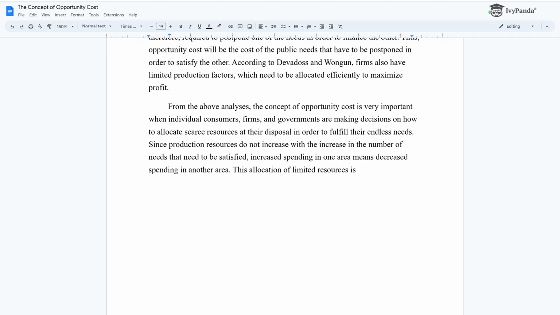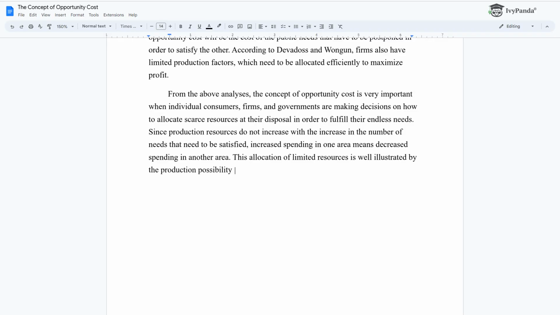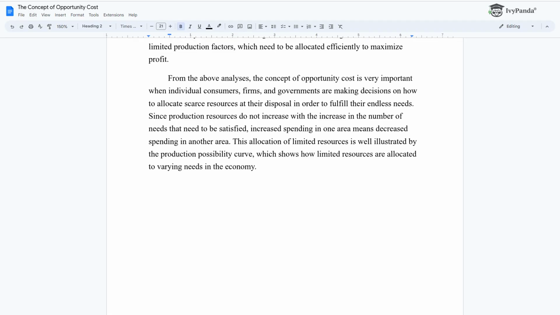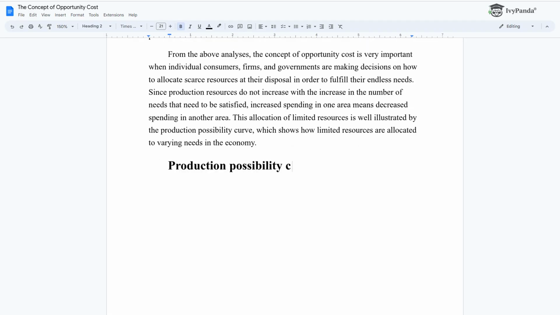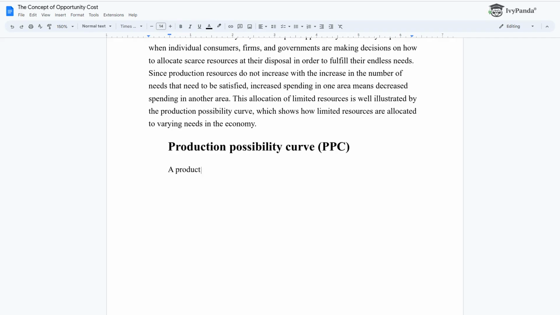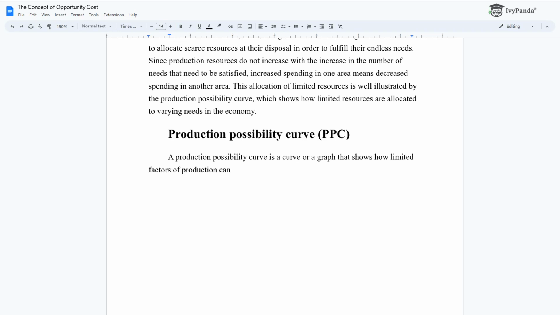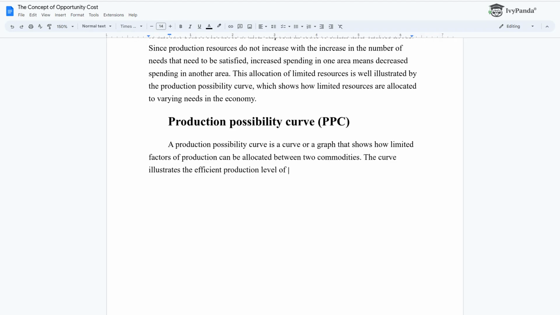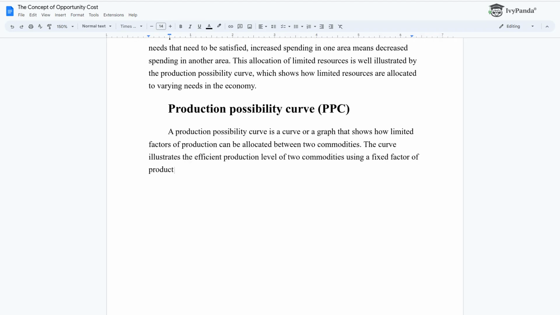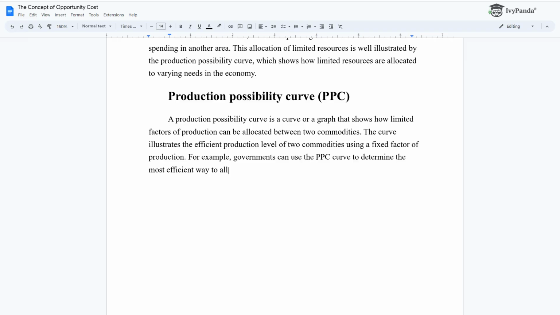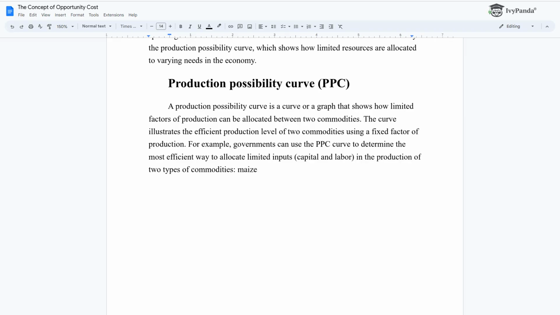This allocation of limited resources is well illustrated by the production possibility curve, which shows how limited resources are allocated to varying needs in the economy. Production Possibility Curve, PPC. A production possibility curve is a curve or a graph that shows how limited factors of production can be allocated between 2 commodities. The curve illustrates the efficient production level of 2 commodities using a fixed factor of production. For example, governments can use the PPC to determine the most efficient way to allocate limited inputs, capital and labor, in the production of 2 types of commodities, maize and motor vehicles.